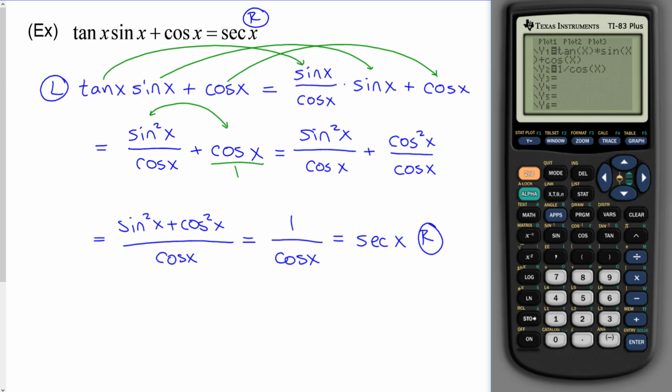So for instance, if you're not sure that tangent x sine x plus cosine x is sine x over cosine x times sine x plus cosine x, if you're not sure of that step, for instance, graph one side as y1, the other side as y2. And if it graphs the same set of points for each of those, then you're assured that you did your algebra properly. So you can kind of check your steps as you go along.